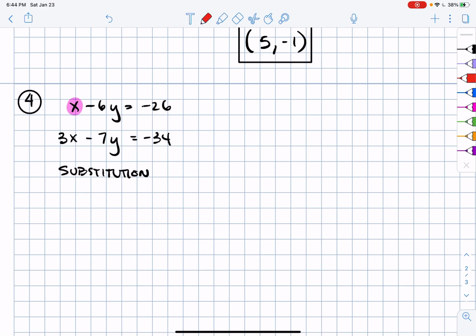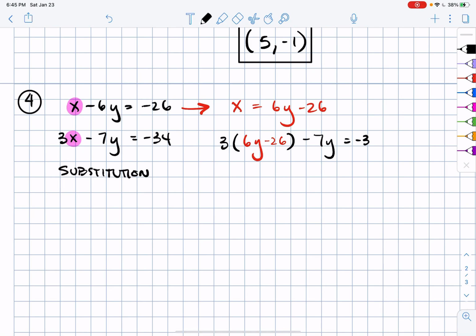All right, so here, oh, that's such a beautiful arrow. I'm going to just leave it. Usually I want the program to adjust it for me. But anyways, I'm going to add the 6y over. So I'm going to have x is equal to 6y minus 26. Then I'm going to plug it in for this x right here. So I'm going to have 3 times the 6y minus 26, minus 7y is equal to negative 34.